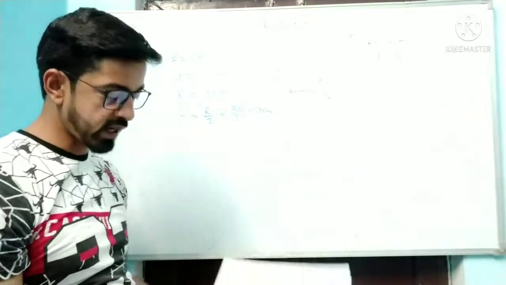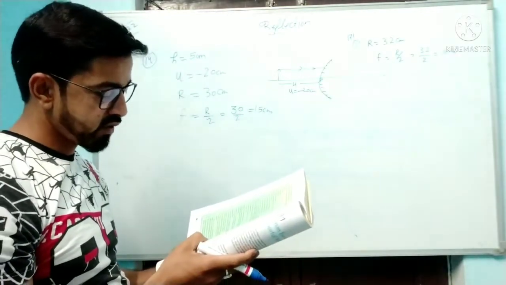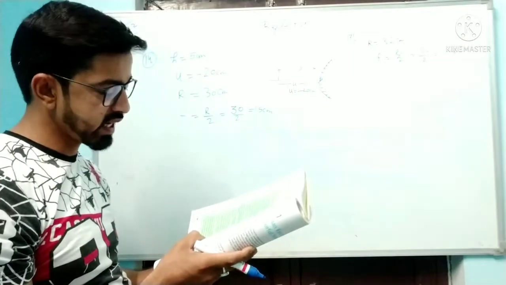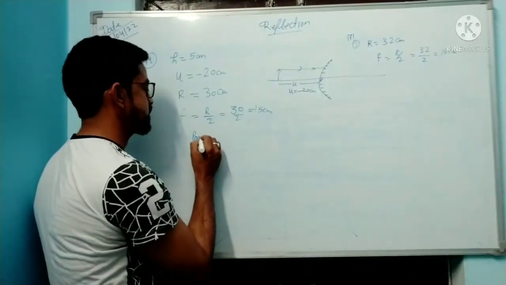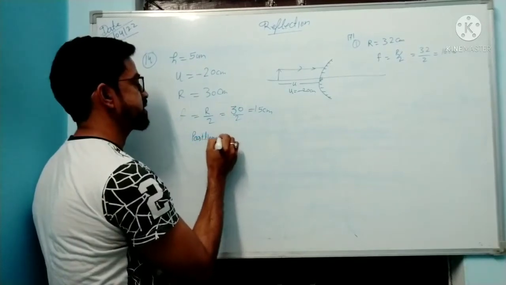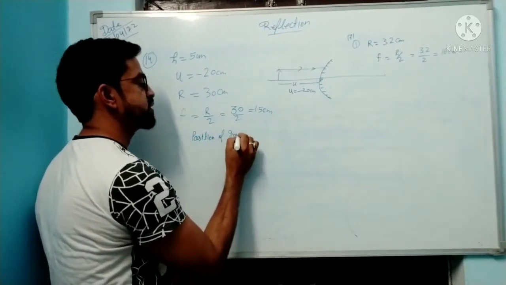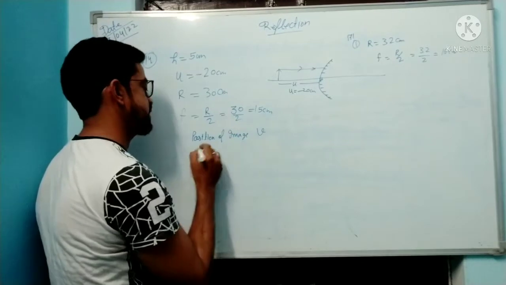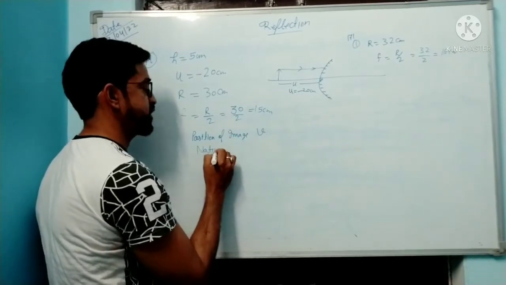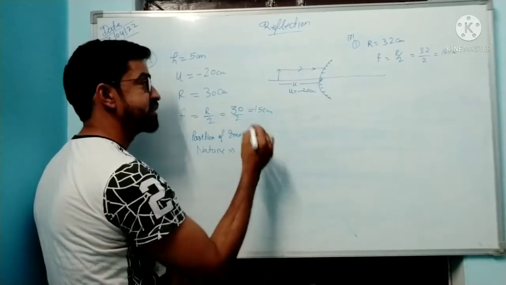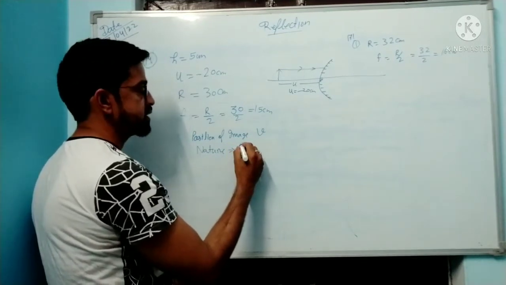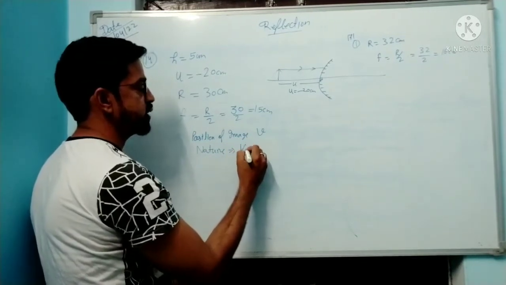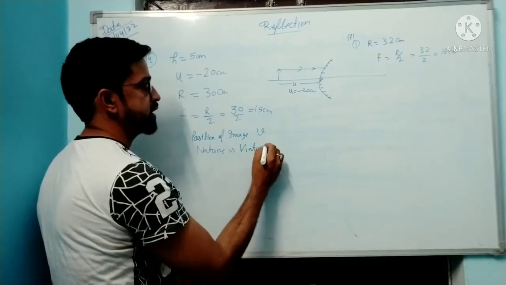Okay, u is equal to minus 20 centimeter. Find the position of the image and its nature and size. Write down here position of image. So basically he wants to know v. Nature you can also write directly without drawing it. Nature will always be what? Virtual and erect.